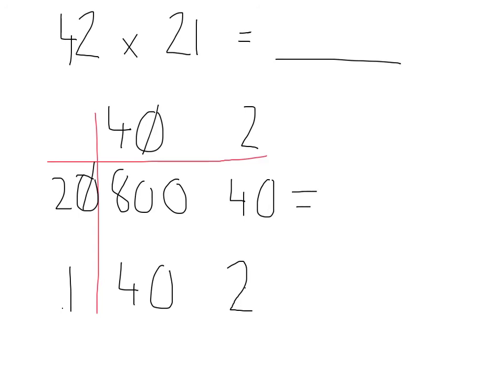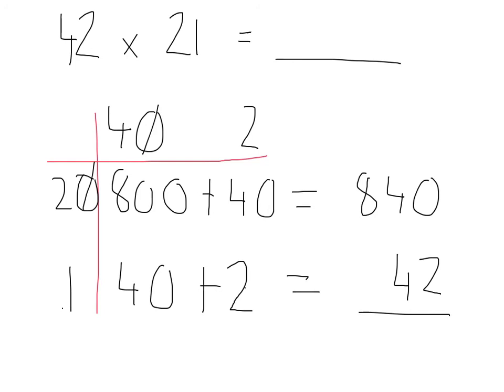Step 2, let's start adding the answers together. So 800 plus 40 is 840. 40 plus 2 is 42. Adding our 2 answers together, do the ones first. 0 plus 2 is 2, the tens, 4 plus 4 is 8, and in the hundreds, 8 plus nothing is 8, and our answer is 882.